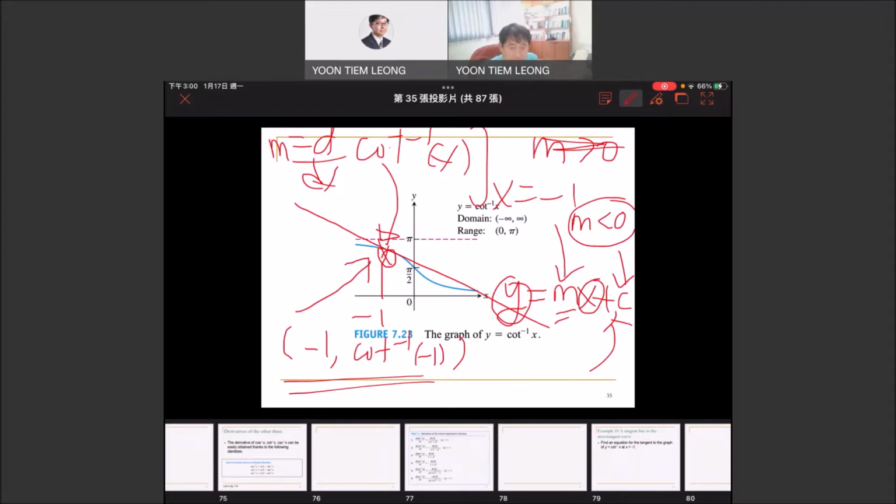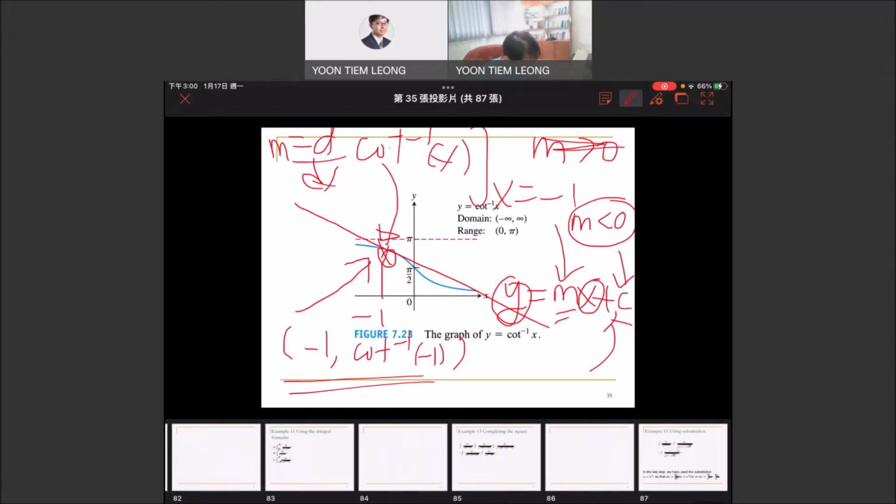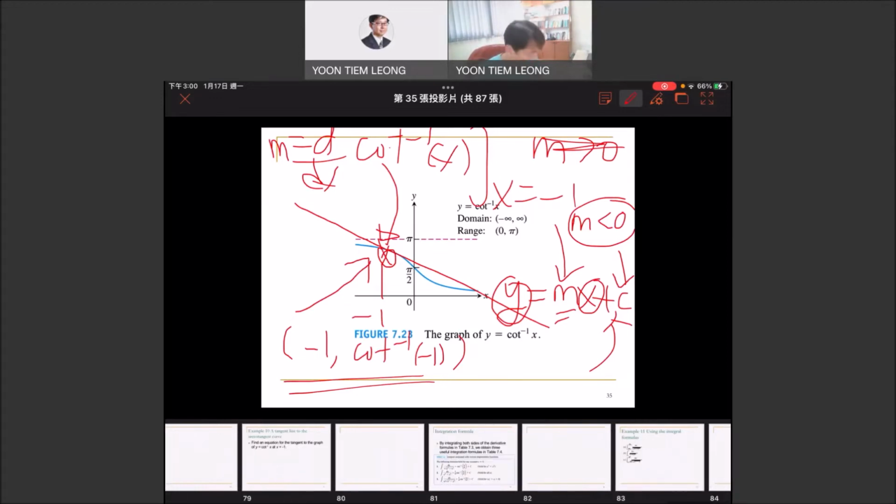So knowing the sign of the derivative at x equals minus 1 by referring to the graph is a very good check for you to assure that your answer is at least not wrong. So let's see how you do these calculations, going back to these questions.